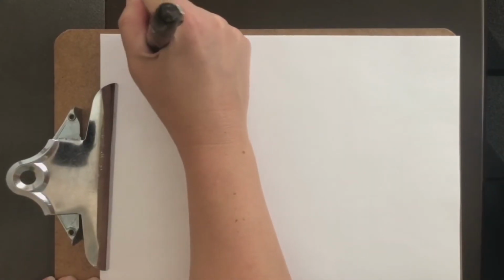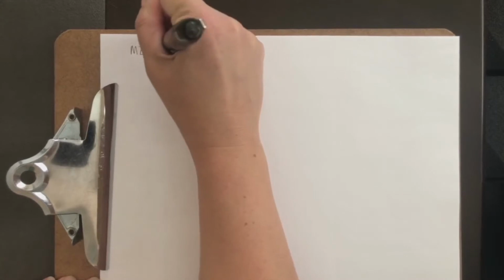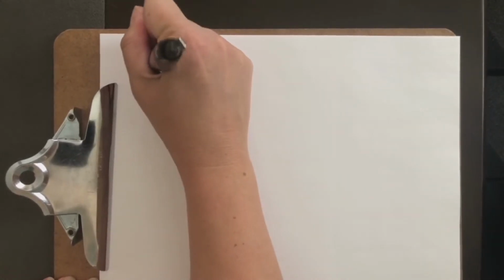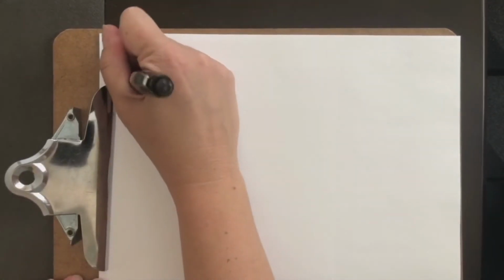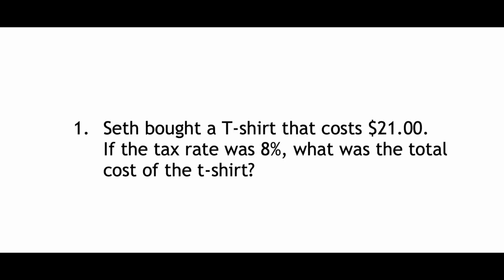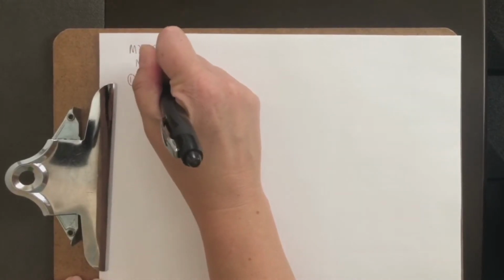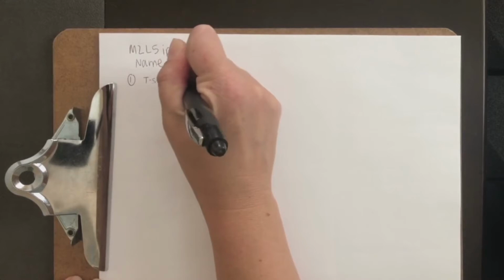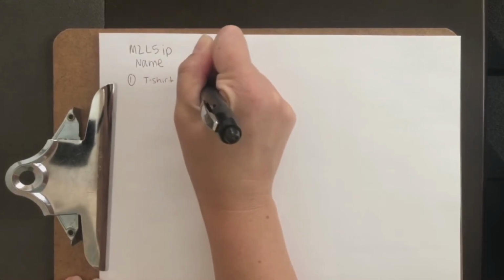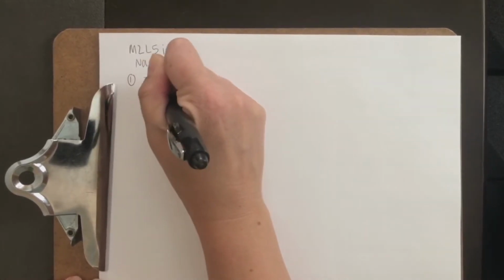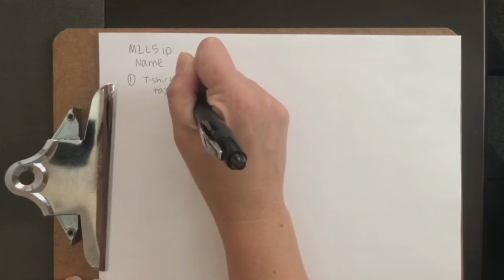Module 2, Lesson 5, Independent Practice. Put your name. Number 1. Seth bought a t-shirt that costs $21. If the tax rate was 8%, what was the total cost of the t-shirt? So t-shirt, $21, tax, 8%.